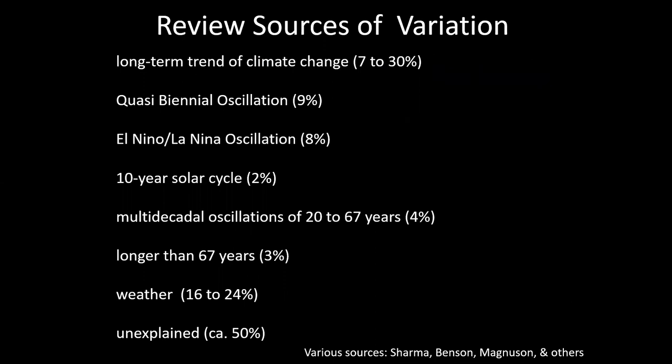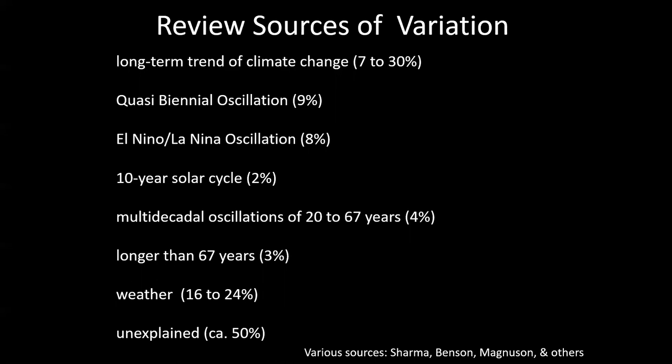Well, here's a review of the sources of variation. For example, let's start out with the trend. Depending on the data set we analyze and how long it is, 7 to 30% of the variation in that time series is associated with the trend. That quasi-biennial thing that makes the sawtooth oscillations, 9% is associated with that. El Niños, another 8% is associated with that. The 10-year solar cycle only brings up another 2%. And then there are these longer term oscillations that were apparent in the bottom graph, 20 years to 67 years. And in this analysis, they only accounted for about 4%. And oscillations that are 67 years long or longer, only 3%.